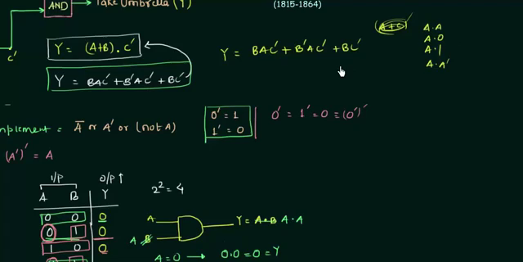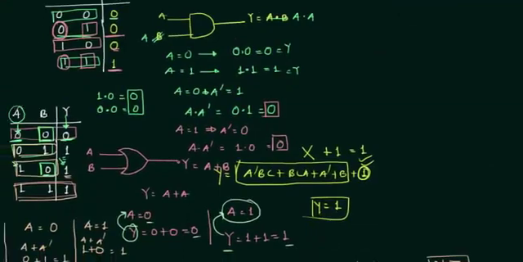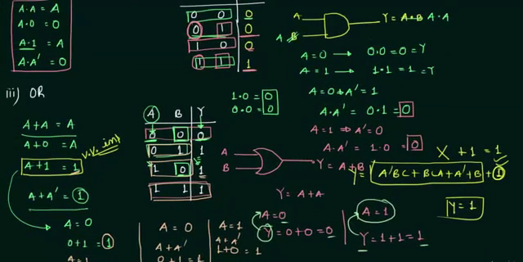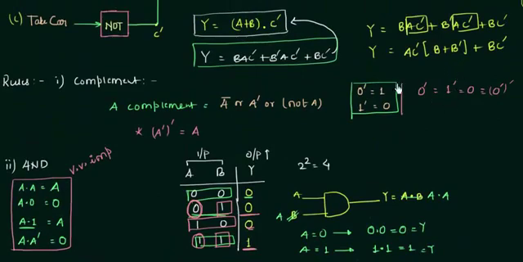Then finally we will move for the OR, and I can see this AC complement. This AC complement is common in the first two literals, so I will take common AC complement, and in bracket I will have B or B complement, and this one is written as it is, BC complement. So what if I have B or B complement? What is the result? Let me show you the result from here. A or A complement is equal to 1. So if I have B or B complement, definitely it will be equal to 1.